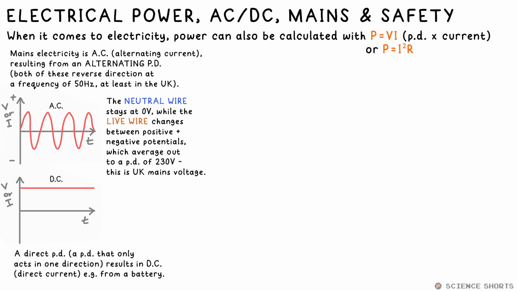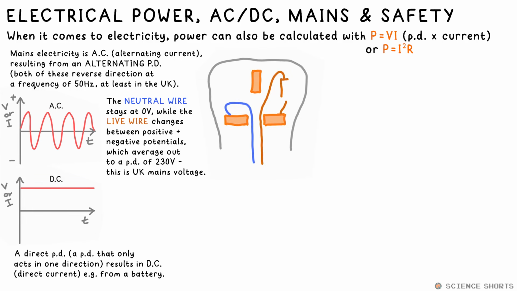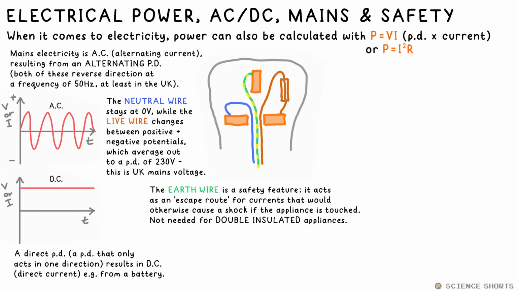Well, it doesn't change in the case of DC, of course. In a plug, the wire with blue insulation is the neutral wire, while brown is the live wire. The third, yellow and green wire, is the earth wire. That's connected to the pin at the top.